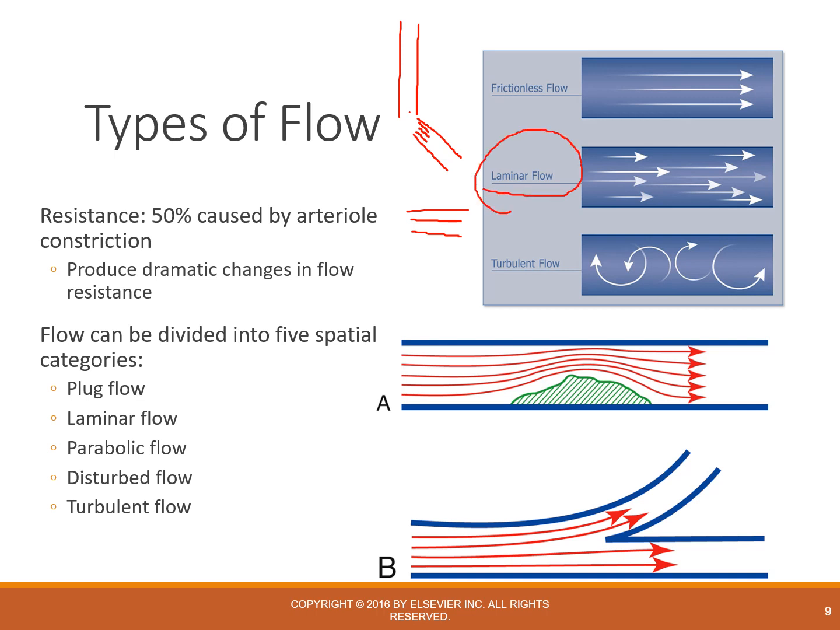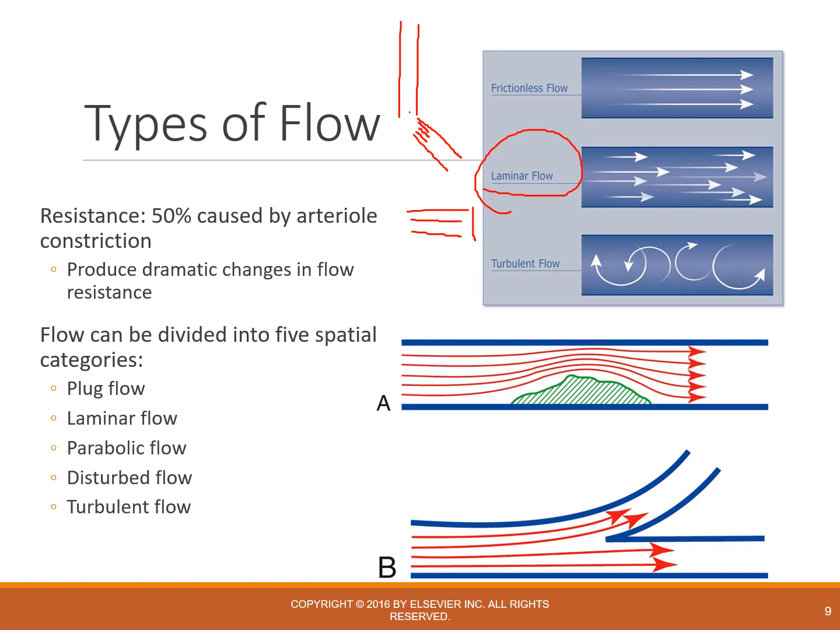They're not bumping into each other, running into things. They're just nice and smoothly flowing one layer over the next. Now, if this laminar flow is also traveling all at the same speed, then we would refer to it as plug flow. It's moving like the plug of a syringe through the vessel.